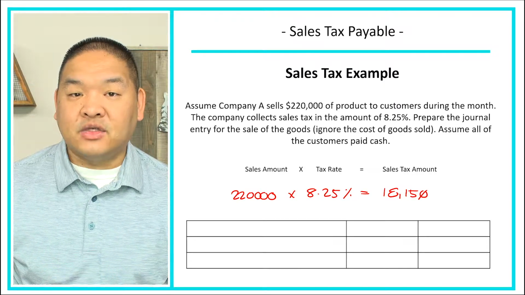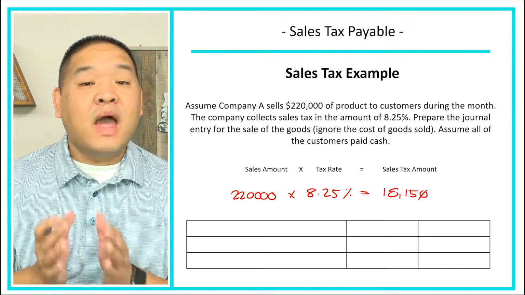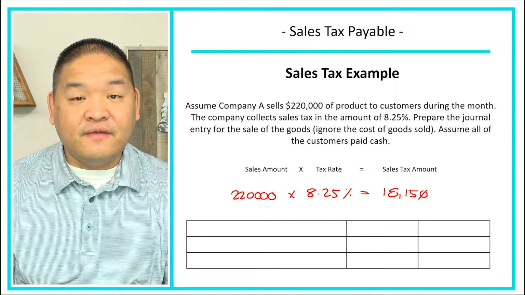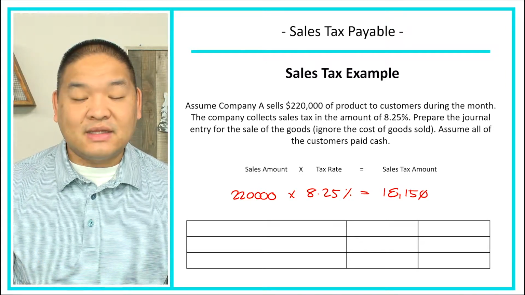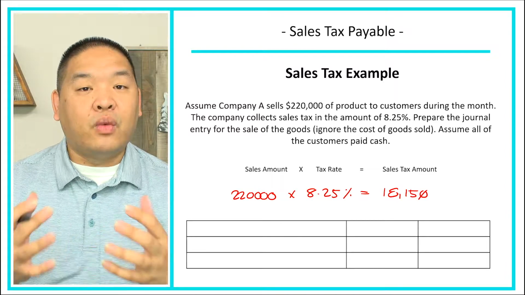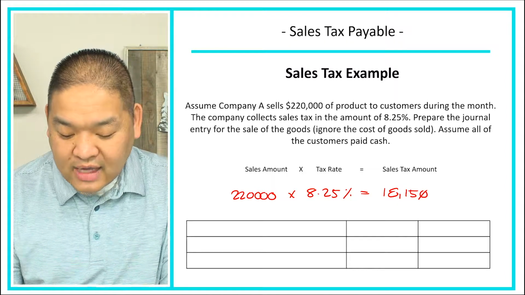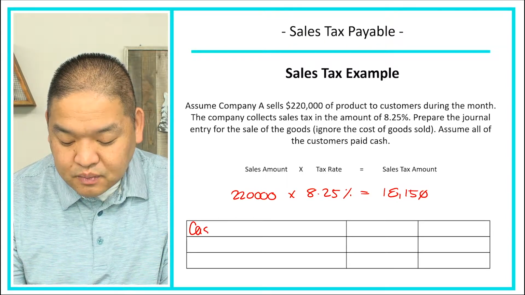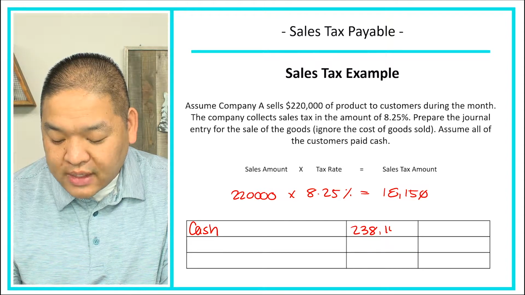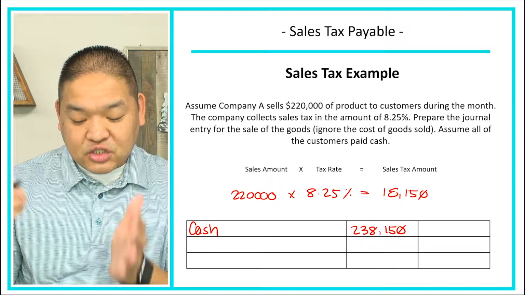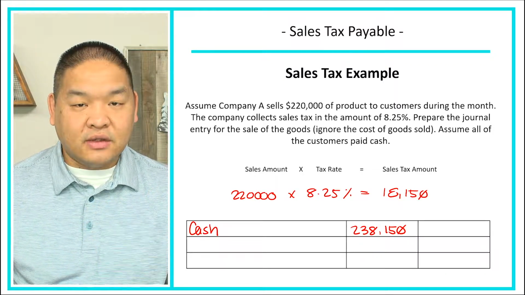So the first thing we got to ask ourselves is, how much cash are we going to collect? Well, we're going to collect our 220, and then we're also going to collect our 18,150 from our customers. So if we combine that, we get $238,150, and we receive that in cash. So if we receive it in cash, we are going to debit cash. So debit cash in the amount of $238,150. That's the 220 of sales that we received, and then the 18,150 from the sales tax.